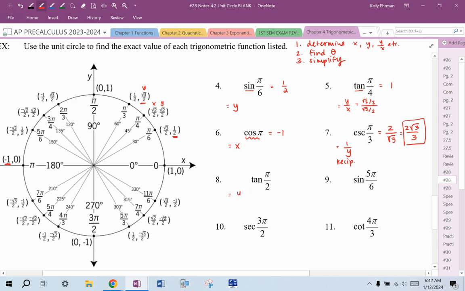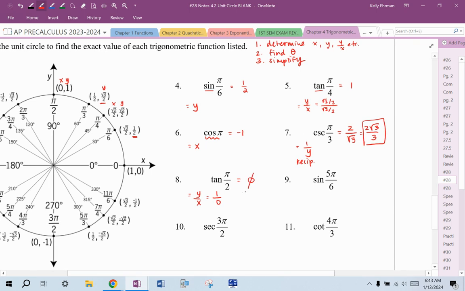Tangent is y over x. Go up to pi over 2. Y is 1. X is 0. Now, anytime we divide by 0, that's undefined. So we're just going to write no solution for this. Tangent of pi over 2 is not possible, or it doesn't exist. It's possible to get answers like that for tangent, cotangent, or any of the reciprocals because you have that division piece.